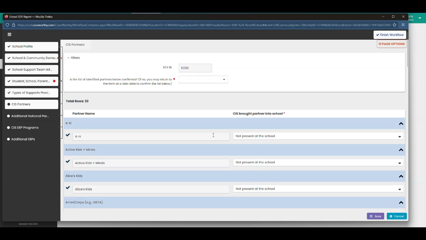Questions about verifying those supports? Cool.